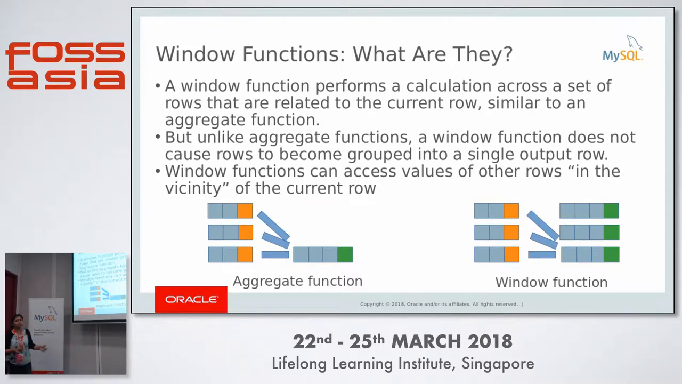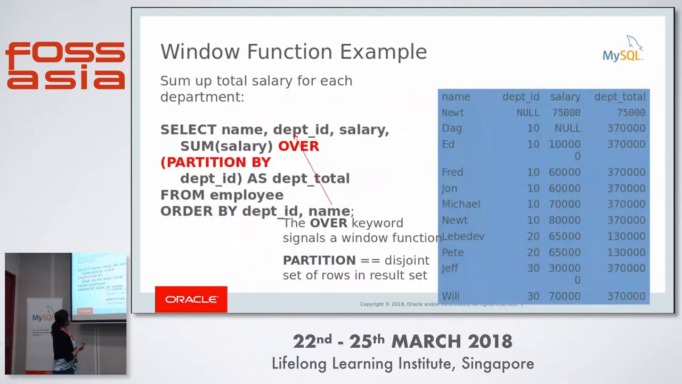As the definition says, it actually sees all the rows, however you define it in your window clause, the rows that are in the vicinity of that current row. So I have some examples which can be used to understand. First, let's see what the syntax of a windowing function looks like.